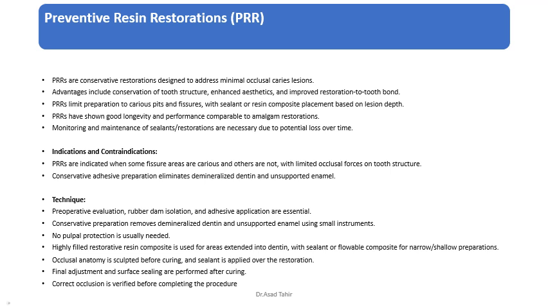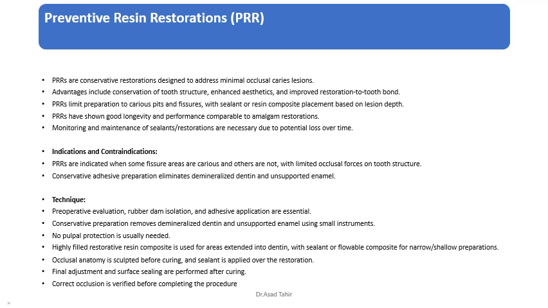Indications and contraindications: PRRs are suitable when some fissure areas are carious, while others are not, with limited forces. They're contraindicated in cases where there's extensive caries or significant occlusal forces on the tooth. Technique: preoperative evaluation and rubber dam isolation are crucial. Conservative preparation removes demineralized dentin and unsupported enamel. No pulpal protection is usually needed.